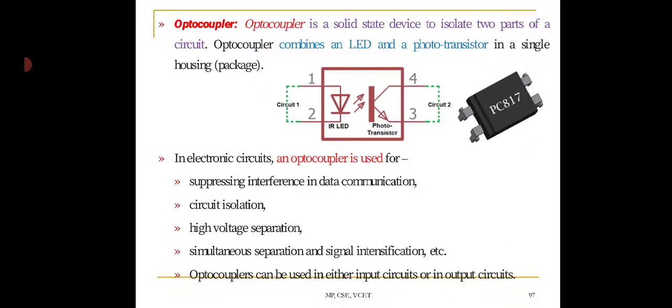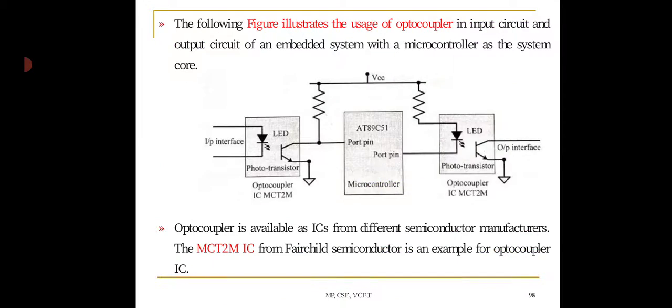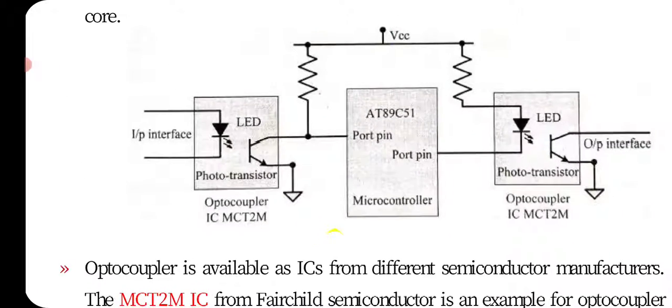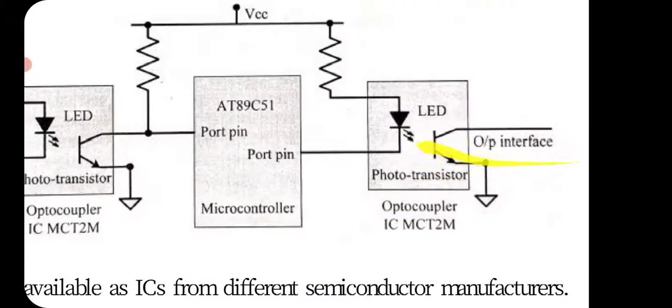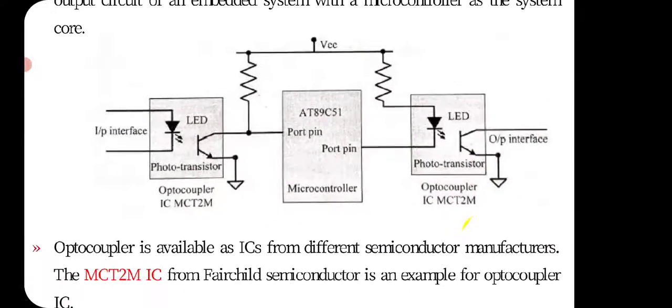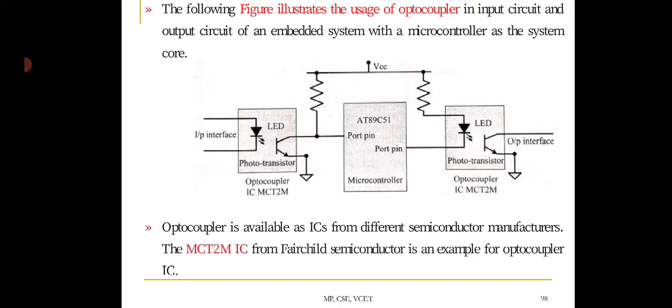Next, the following figure illustrates the use of optocoupler in an input circuit and output circuit of an embedded system with a microcontroller. If you observe here, optocoupler is there. Here also, optocoupler is there. You can see the diagram itself says optocoupler is available as ICs from different semiconductor manufacturers.